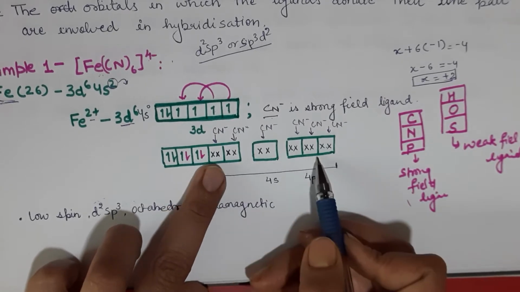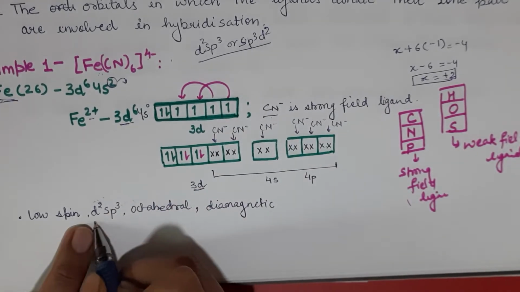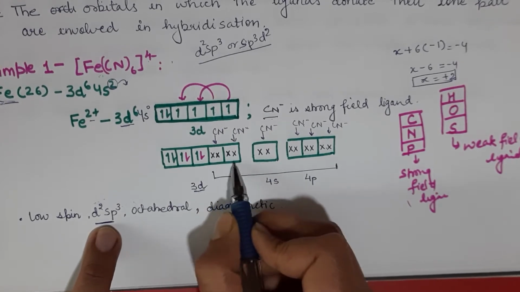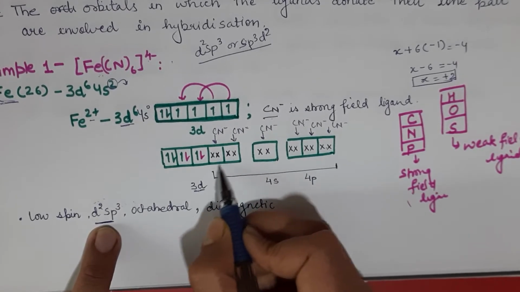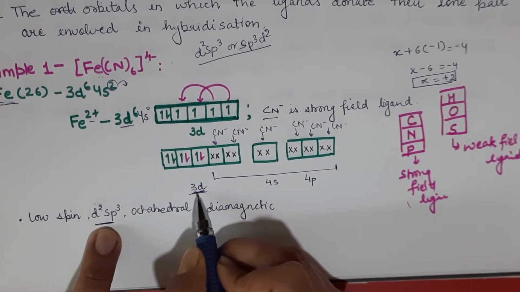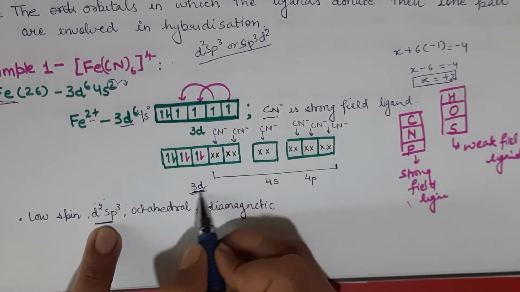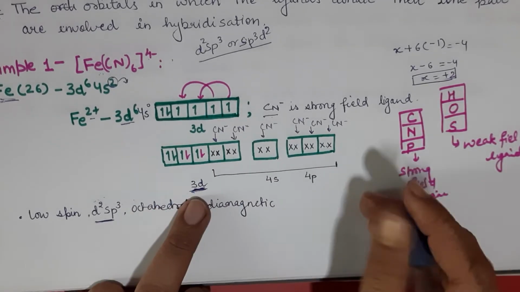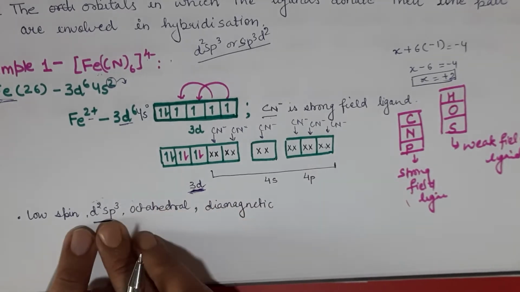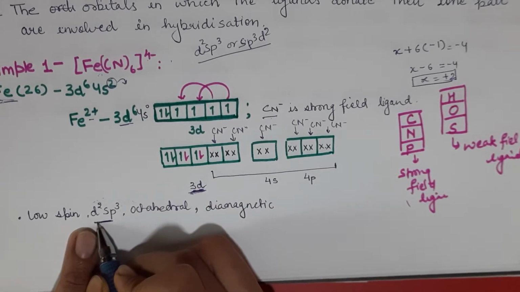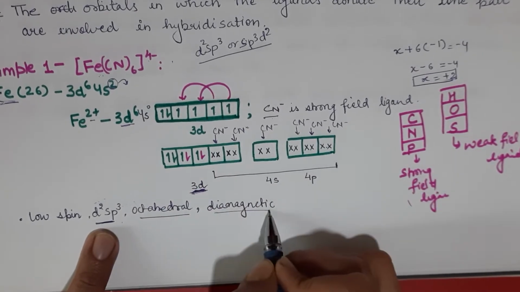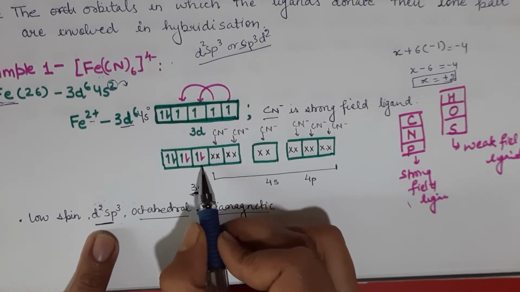So what is the hybridization here possibly? It is d2sp3. Why d? Because it is taking up inner orbitals. Inner, why? Because it's taking up the d orbital of one less shell, the third shell, not 4d. Okay, here it is taking up 3d. So the hybridization is d2sp3. The shape is octahedral.